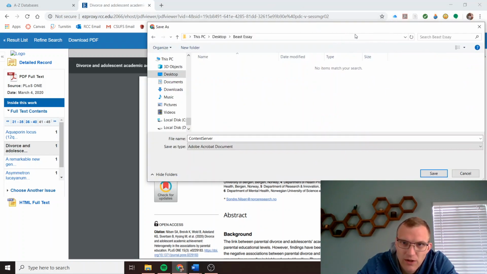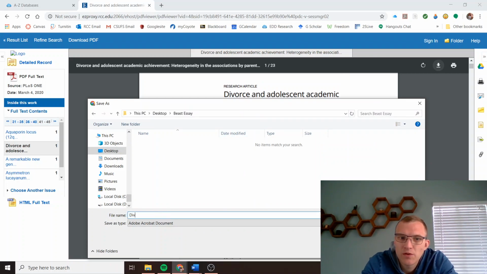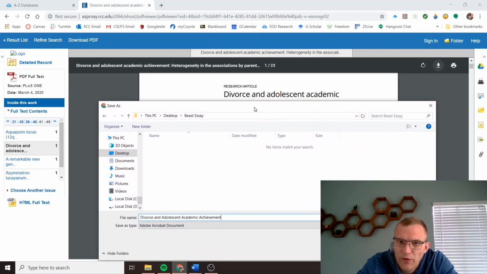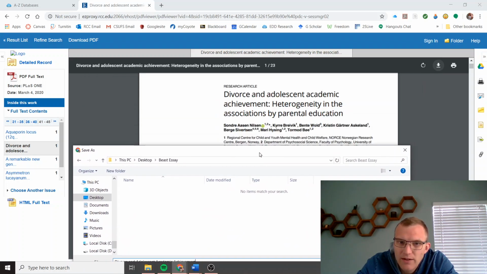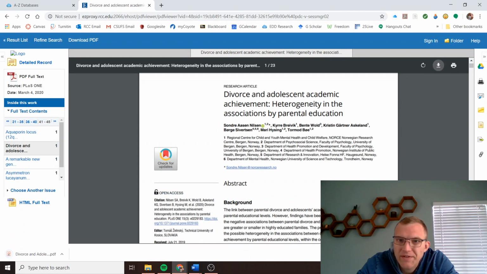All right, and again, one of the ways that I like to save my sources, just because otherwise it's really hard to find them later, is I look at what the title of the article is. So divorce and adolescent academic achievement. And then sometimes I don't try to write the whole thing off, but just the beginning of the title. And then I'll grab the first author's name and I'll write that. So in this case, it's Nilsson. And I'll save that.